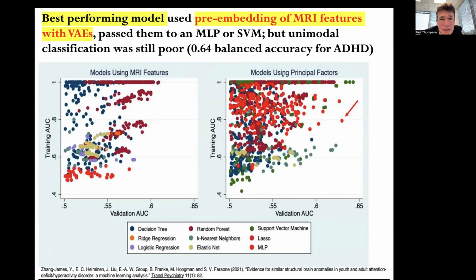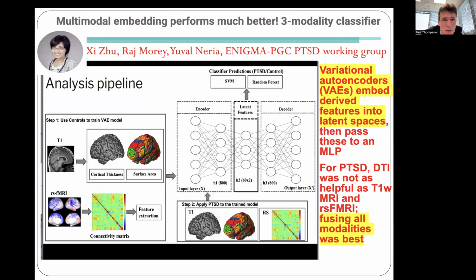It's still not great, but the unimodal classification just based on one type of image was not very good. And so we're using this. Another computer scientist and psychiatry researcher, Shi Zhu at Columbia University, has very nice papers on using variational autoencoders to embed derived features into latent spaces. You can run FreeSurfer raw feature extractors and then embed the numeric values, and then pass those to an MLP, multi-layer perceptron, or other method. And this will tell you not just which features are best, but which modalities are best.